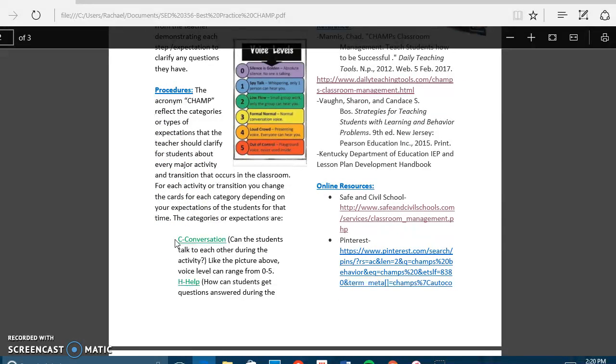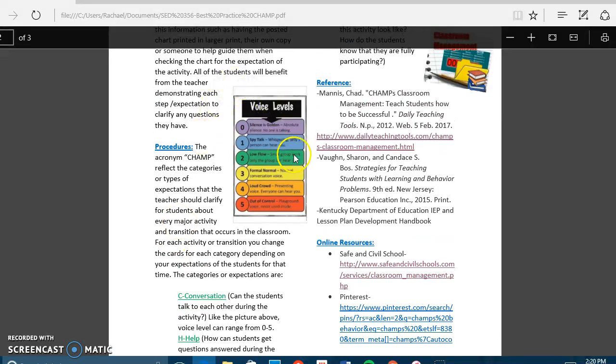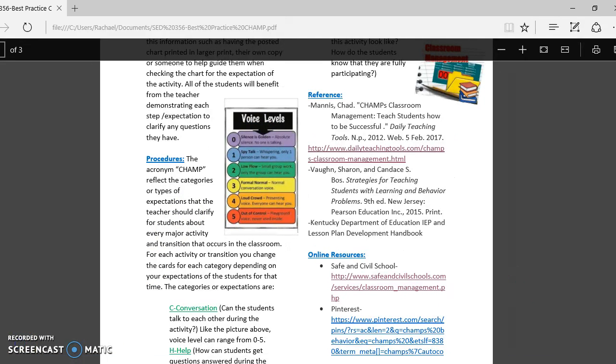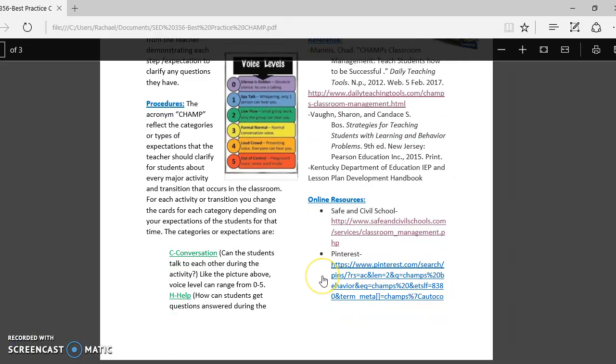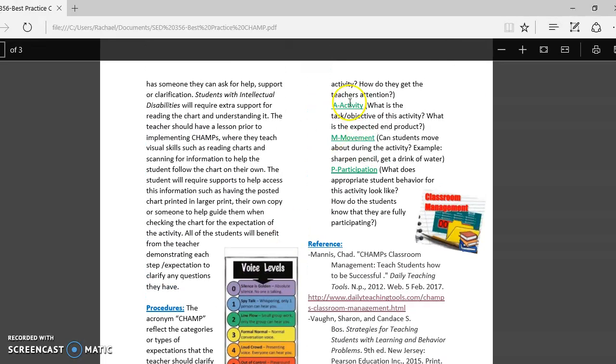For C, that means conversation. So can your students talk to each other during this activity? If you look at this picture here, most of your voice levels are going to range from 0 to 5, so like silence or when they're in small groups. H is for help. So how can the students get questions answered during the activity, or how are they going to get your attention? Do you want them to raise their hand, or do you want them to ask 3 people before they ask you?